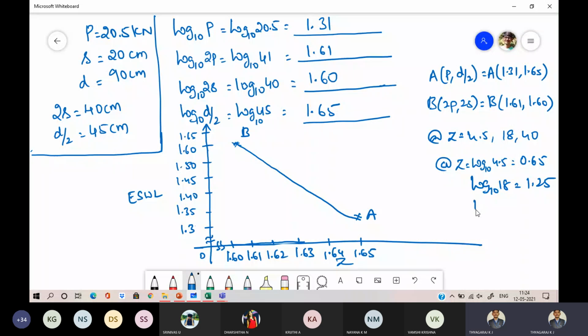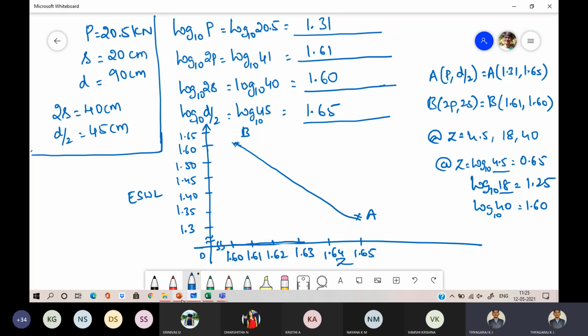40, it is 1.60. So we'll get 1.60. But we will not get this 18 and 4.5. So we have to modify the scale. So you have to modify. Okay, we'll see this modification later.